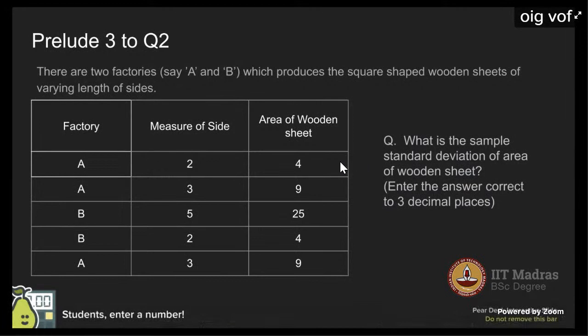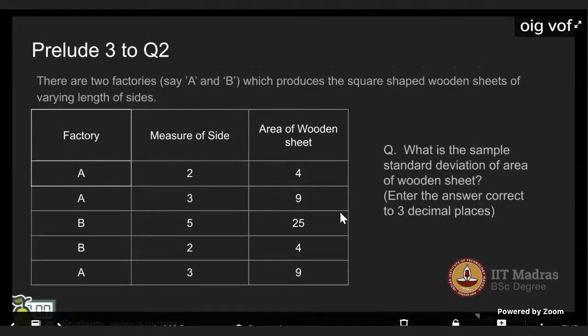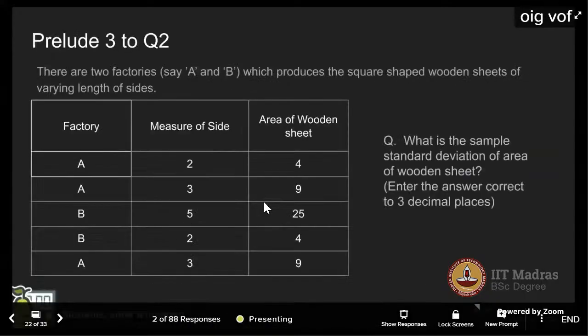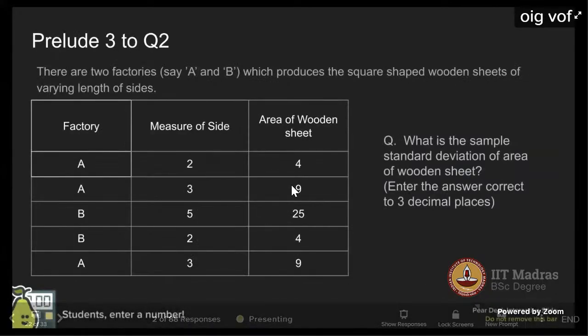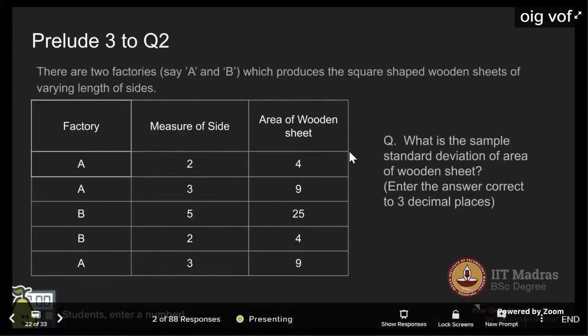Sir, here 3 decimal places correction. 1.224, what will we do, sir? 3 decimal places, yeah, 1.224 was the right answer, right? Yeah, 1.224. It may be more than 3 decimal places, but I rounded it off to 3 decimal places.